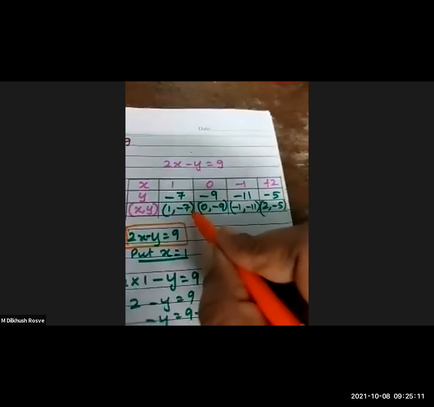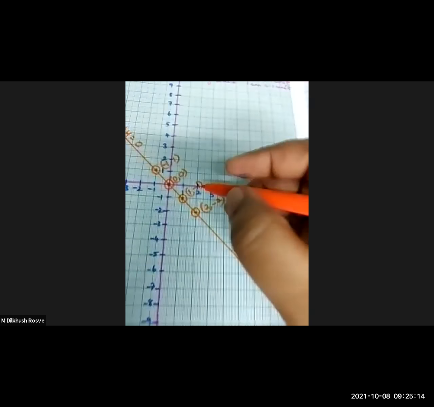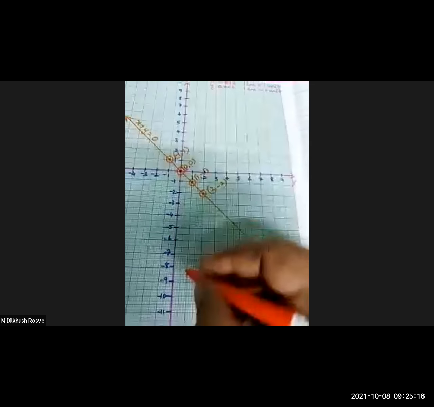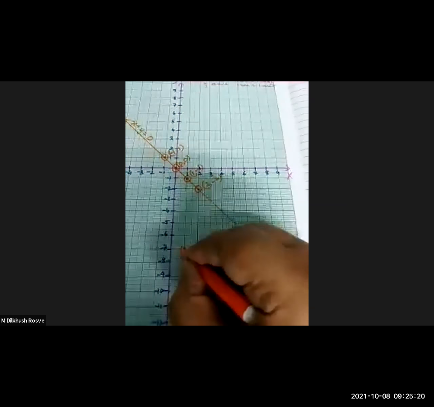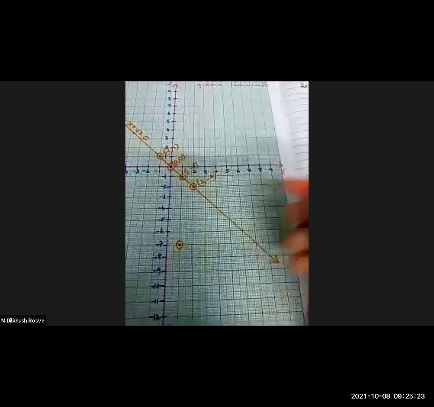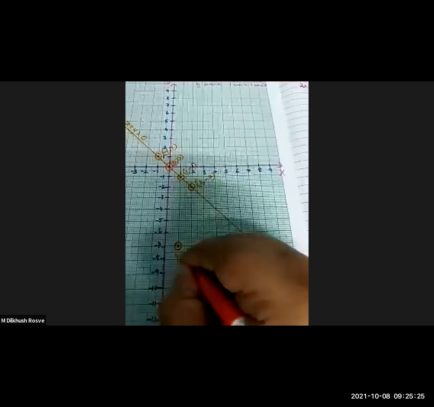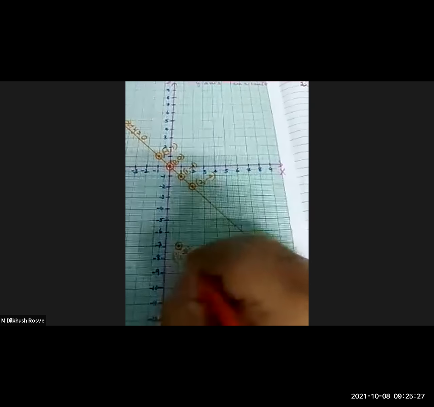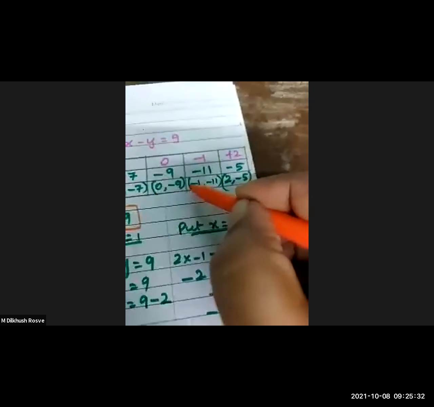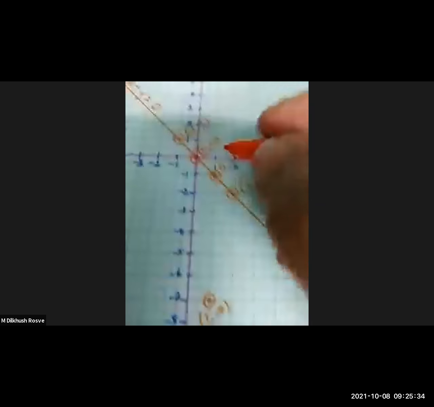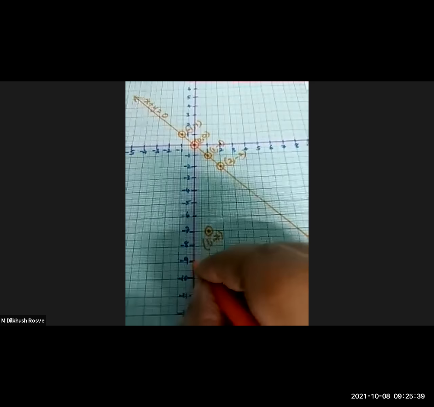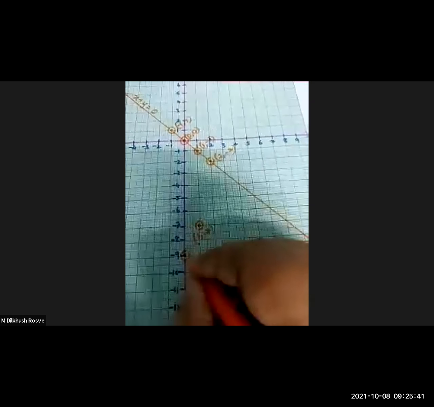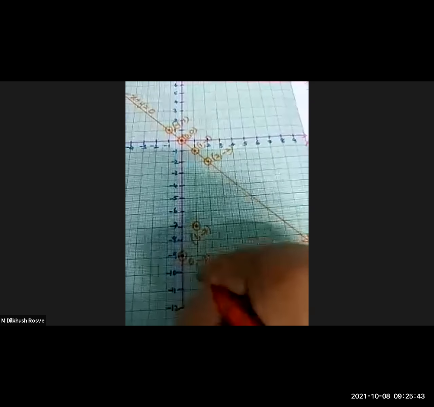1 comma minus 7. So where is 1? 1 is here and minus 7 you will get over here. So 1 comma minus 7. So what's the next one? 0 comma minus 9. So here it is 0. 0 comma minus 9 means you will get it on the y-axis. Okay, 0 comma minus 9.